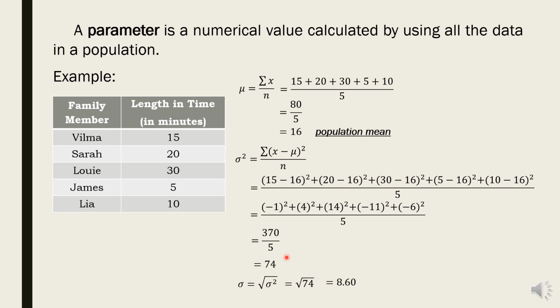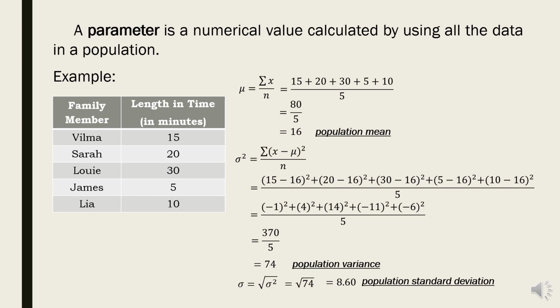We also have a numerical value of 74, which is our variance, and this is what we call the population variance. We have 8.60 for standard deviation, and this is what we call the population standard deviation. And these numerical values are what we call parameters.